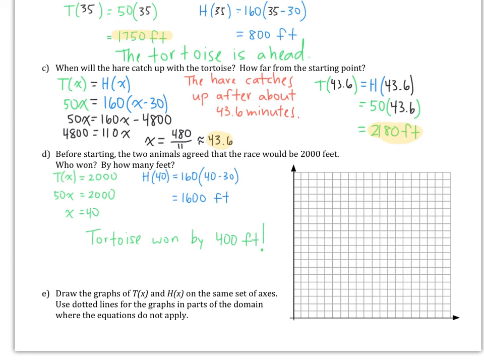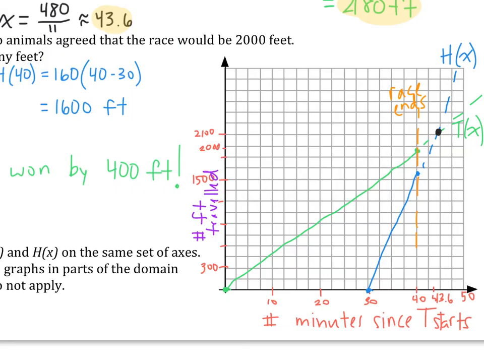The last thing we're going to do is we're going to graph both of these equations on the same set of axes. Use dotted lines for the graphs in parts of the domain where the equations do not apply. Make sure to label everything, label your axes appropriately, scale your axes appropriately. Go ahead and graph this and then come back and let's compare what we get.